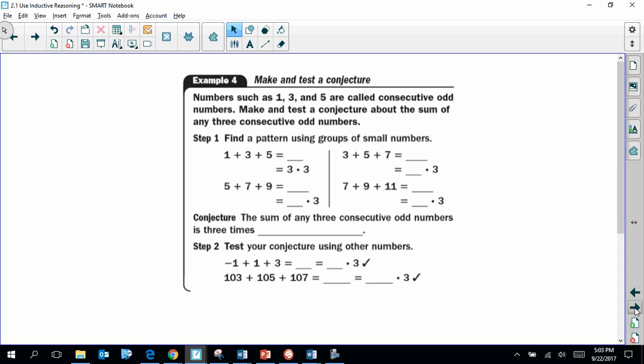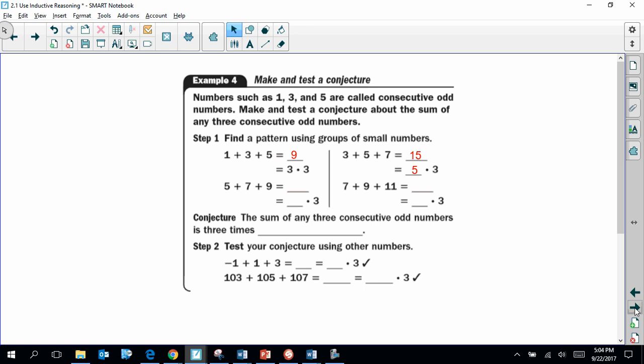So starting off, we're going to just pick any 3 consecutive odd numbers, and we start with 1, 3, and 5. And I see that the sum of those numbers is 9. Well, I also happen to know that 9 can be found by taking 3 and multiplying it by 3. Okay? So moving on to the next trio of consecutive odd numbers, the 3, the 5, and the 7, if I add those together, I get a 15. Well, how else could I get a 15 by multiplying it with 3? If I can multiply 3 with 5, I can get a 15.